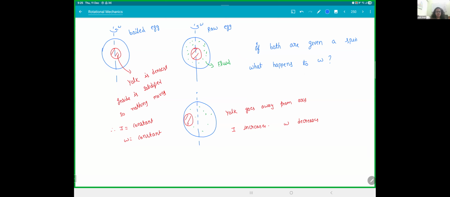Sir, I'm still kind of confused about the raw egg. If we spin the egg, the content inside would also spin. It's not solidified. So wouldn't omega get automatically displaced? See, because this is in a liquid form, it can be pushed to the side.